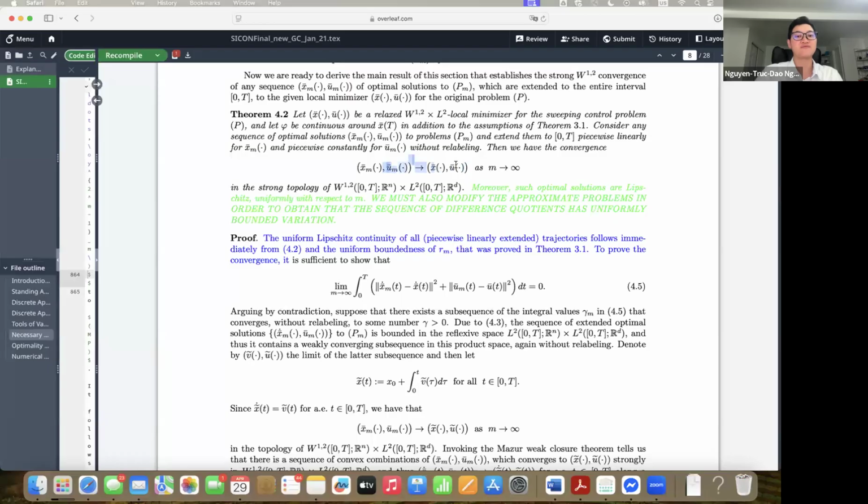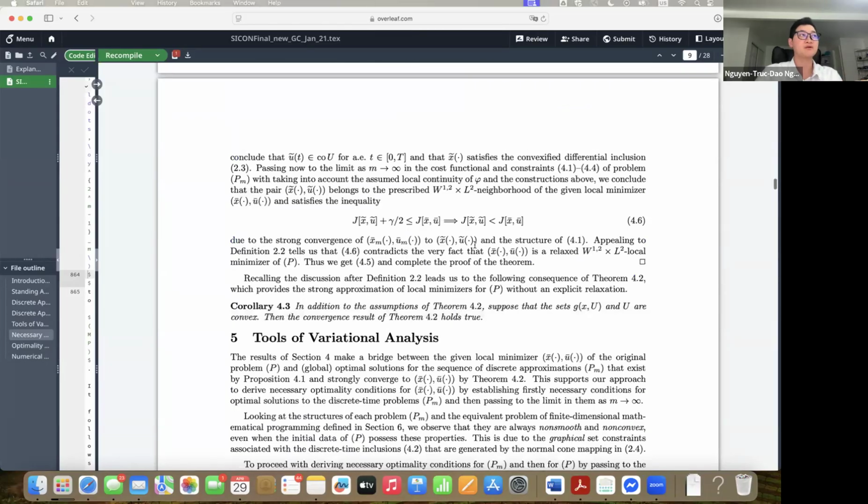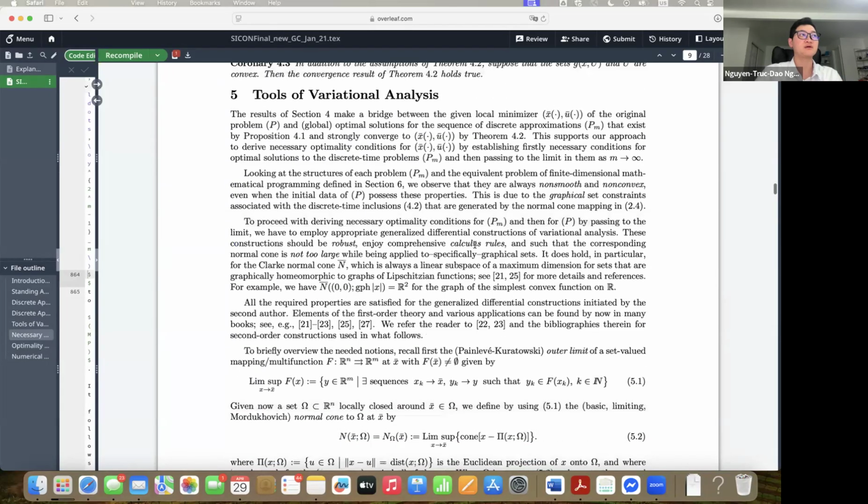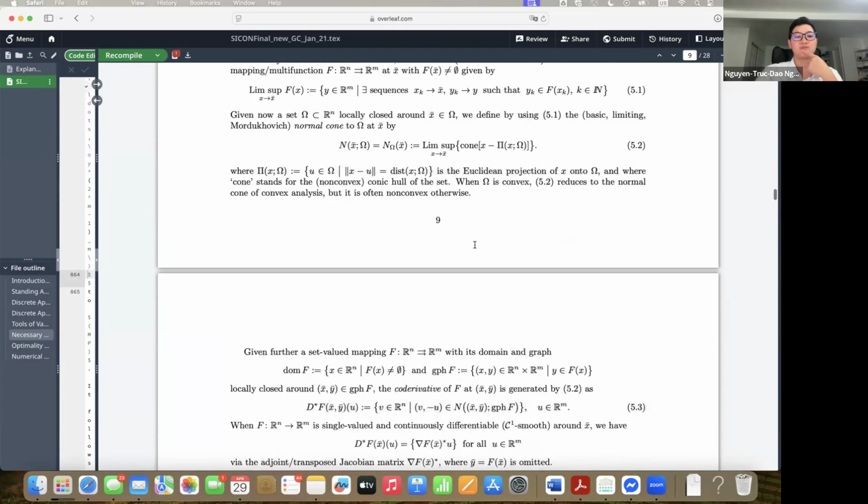And then you have the strong convergence in the space W12 times L2, because X here is in W12 and U here is in the Lebesgue space. That's why it's measurable, because it is a function in Lebesgue space. And for a function in Sobolev space, you know that it must be in Lebesgue space firstly, and its derivative must be in the Lebesgue space as well.